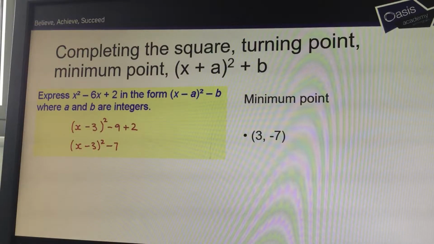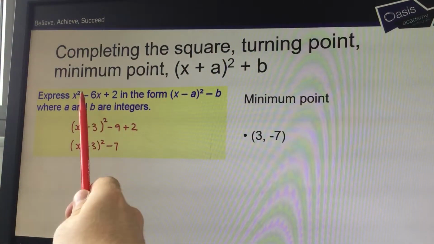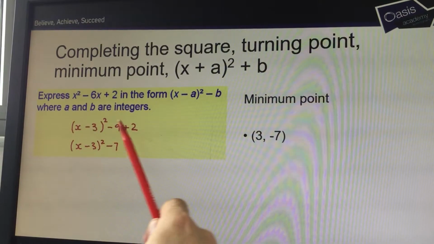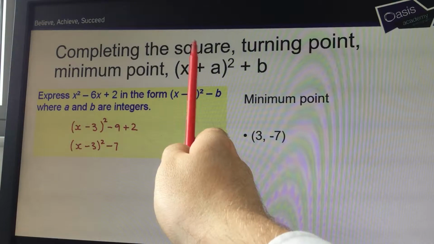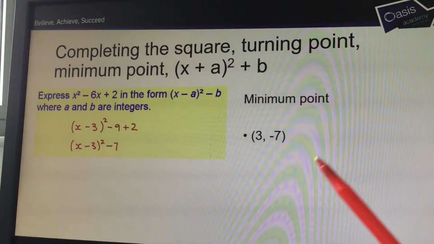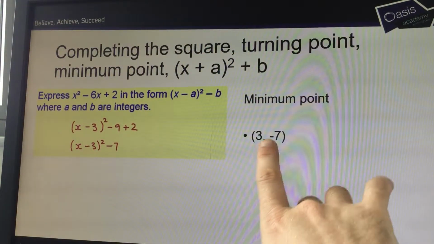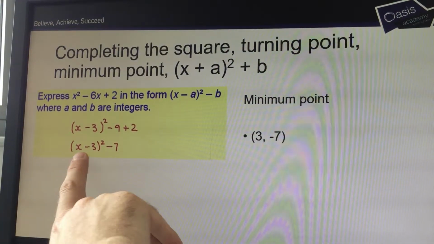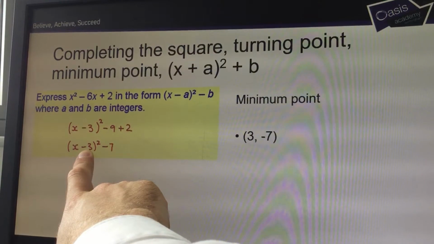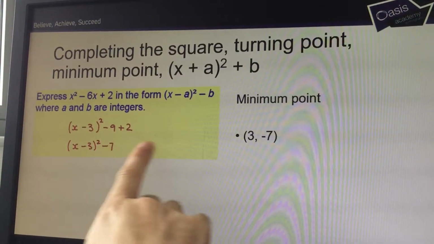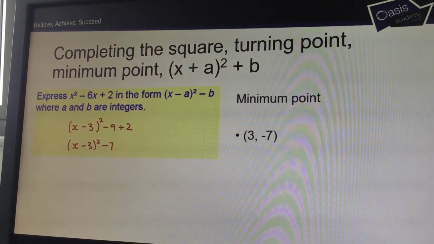Complete the square. So remember to halve this value, put it there, square it and take it away and bring it back. The language is still going to be the turning point and the minimum point. To find the minimum point of a curve using this format, it will be positive or the opposite value to this. Opposite sign to this one and the same as that one. So you can see it's positive 3, minus 7.